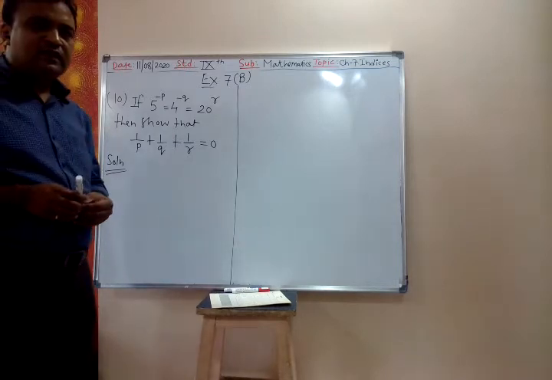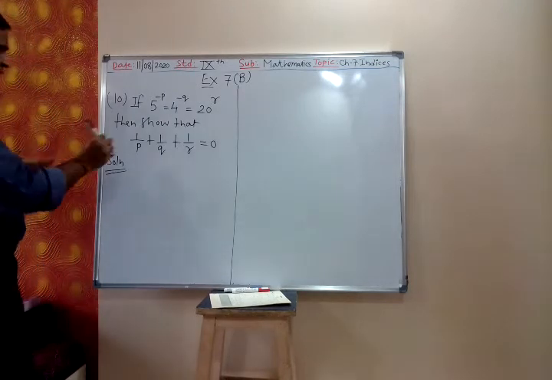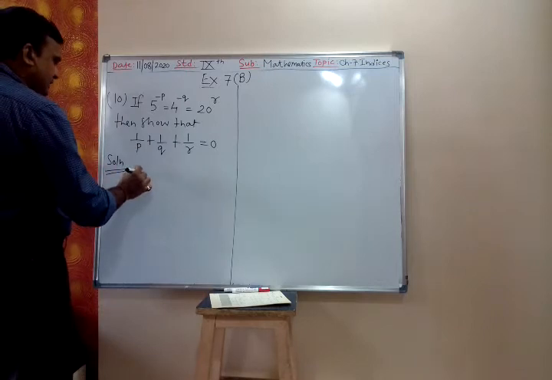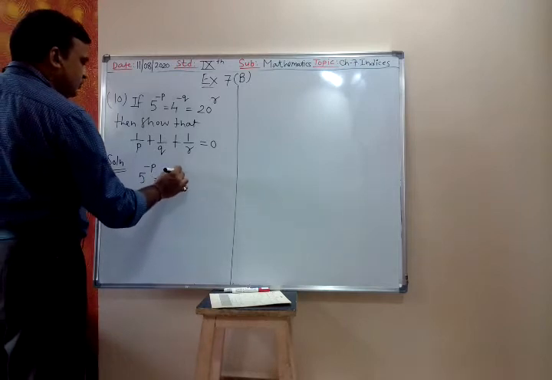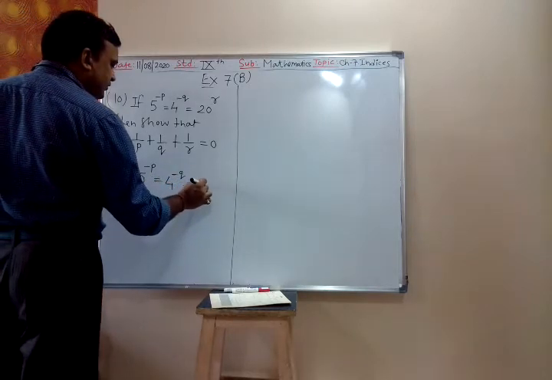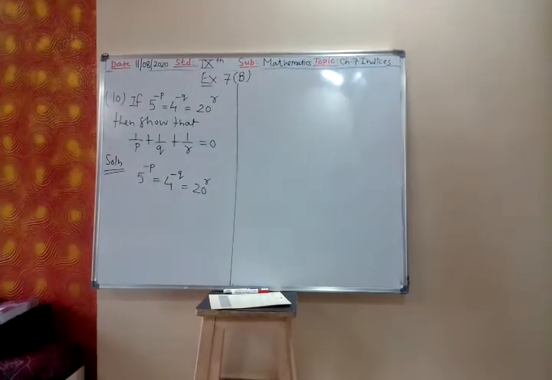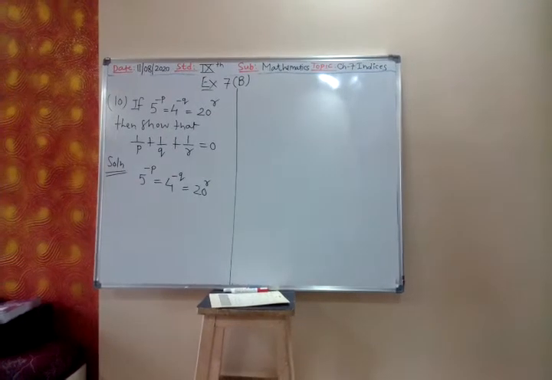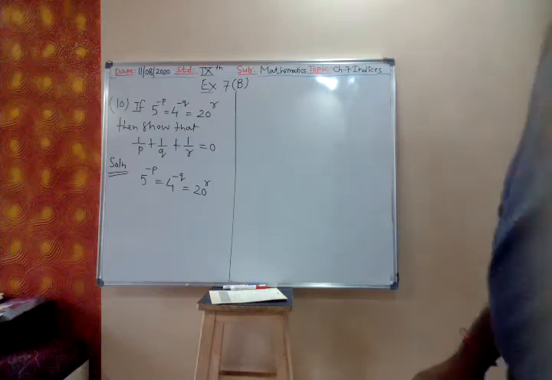Now you said same as 9. Okay, chalo. So now all these three are equal. 5 raised to minus p is equal to 4 raised to minus q is equal to 20 raised to r. Now it is clear, good? Wait. One minute. Now it is clear, right? Yes.